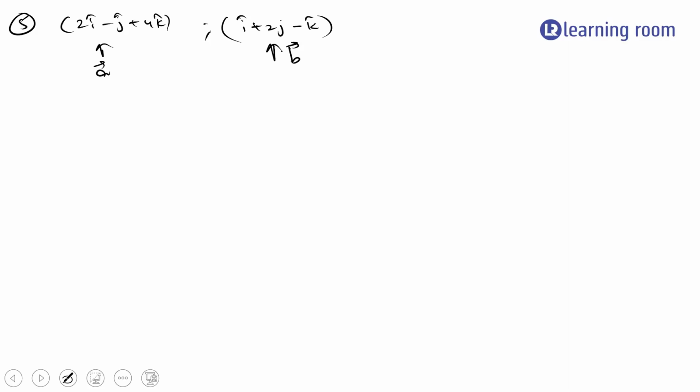Vector form: 2i cap - j cap + 4k cap + lambda times (i cap + 2j cap - k cap). That's it. What about the Cartesian form? X minus 2 divided by 1, very good, is equal to y minus (-1), so change the sign: y plus 1 divided by 2, and z minus 4 divided by -1. Over. So I hope everybody got it.